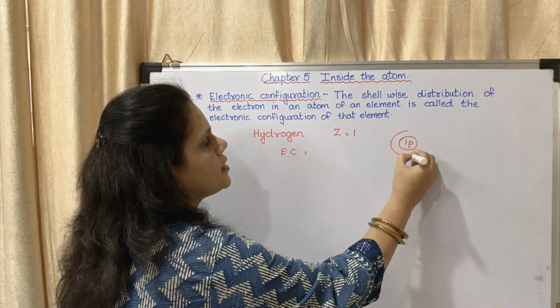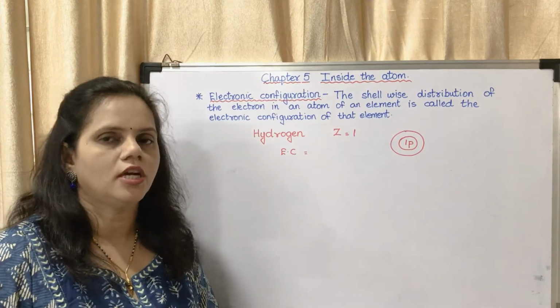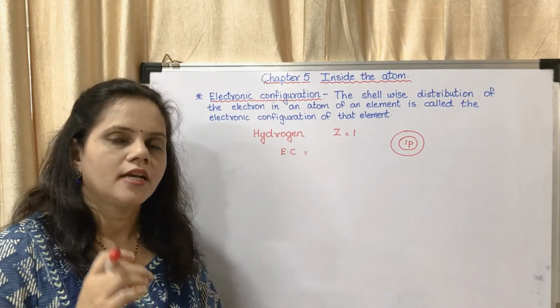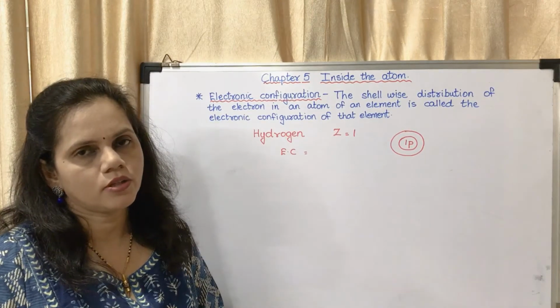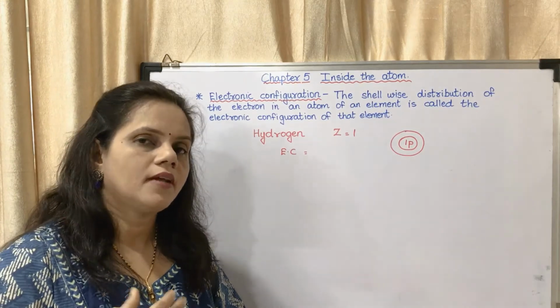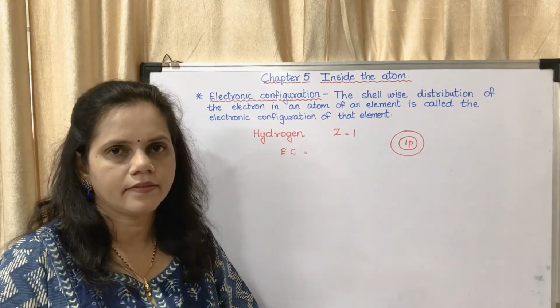So in the first shell, how many electrons are there? There is only 1 electron. The number of protons is equal to the number of electrons. So whatever the atomic number is, that many protons and that many electrons that element will have.